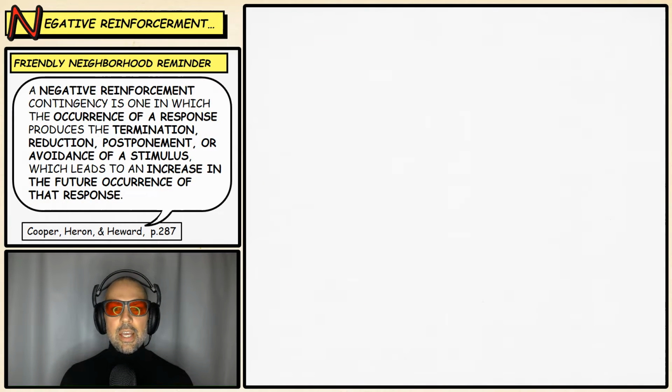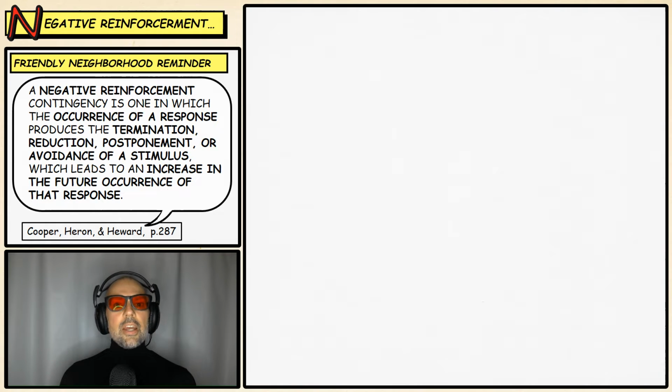So today we're going to take a look at negative reinforcement. And as Cooper, Heron, and Heward mentioned, a negative reinforcement contingency is one in which the occurrence of a response produces the termination, reduction, postponement, or avoidance of a stimulus, which leads to an increase in the future occurrence of that response. So let's talk about the reinforcement part of this definition first.